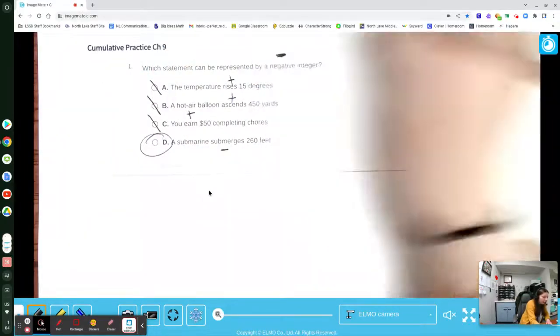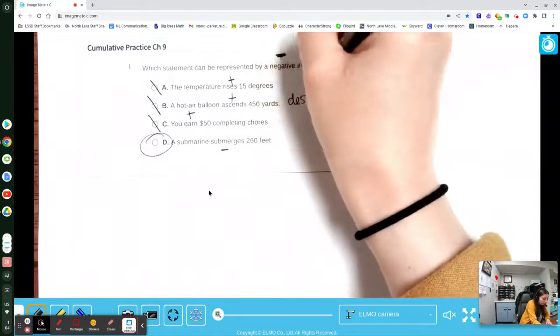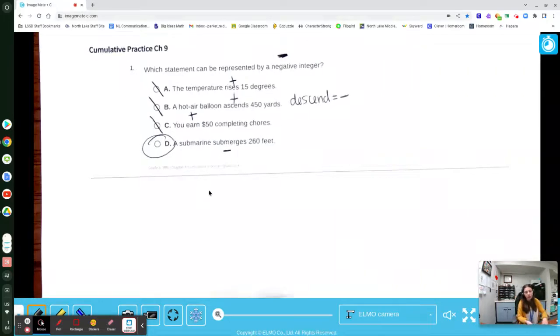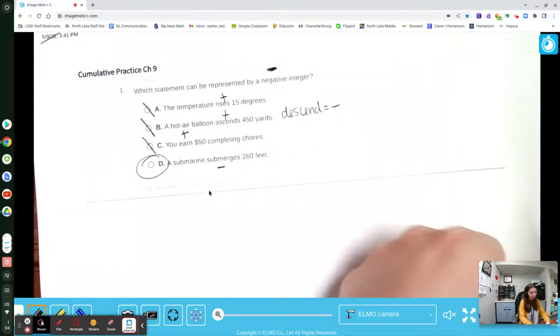Also, just a quick side note that the opposite of ascends is to descend. Descend would be negative. Ascend is to go up, positive. Descend is to go down, negative.